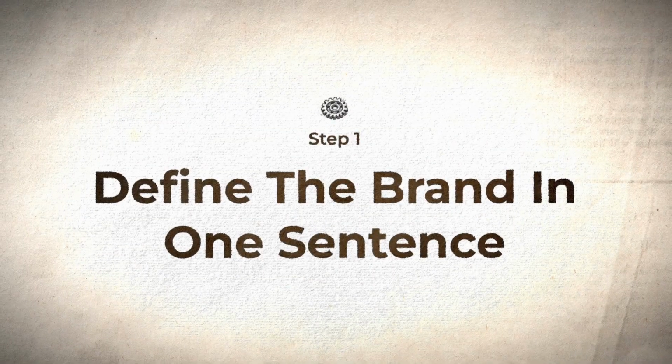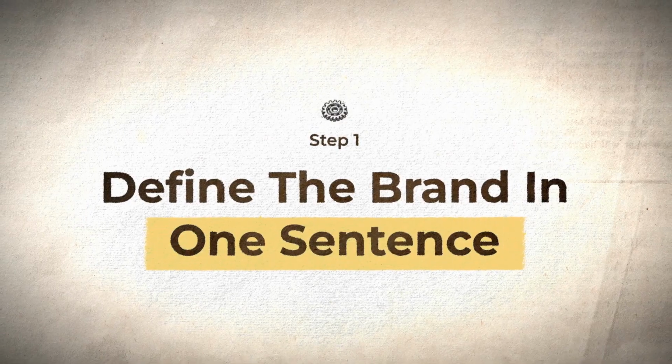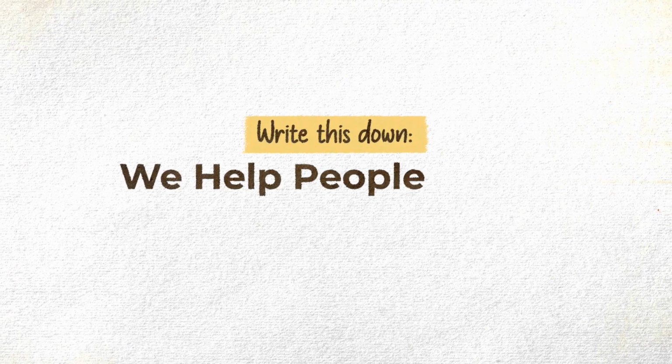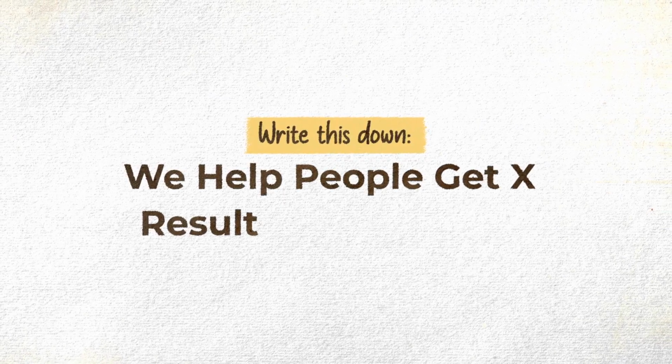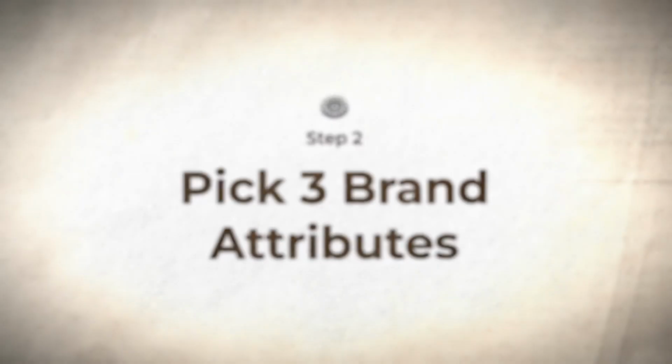Step 1, you need to define the brand in one sentence. Ask yourself this and write this down. We help people get X result by doing this. You should be able to really quickly and clearly create that one-liner for your brand before you ever start sketching out or doing any design work on your logo. If you can't say what you do clearly, then your logo and your design will try to do too much too.